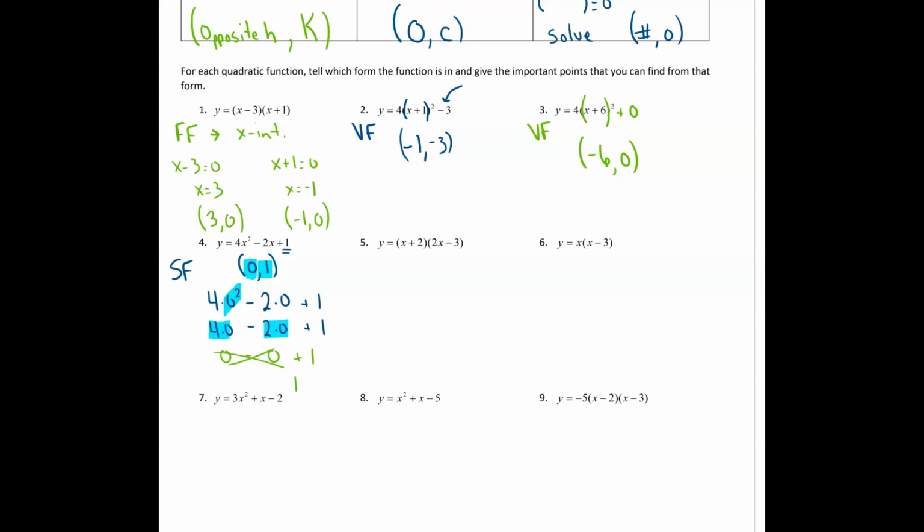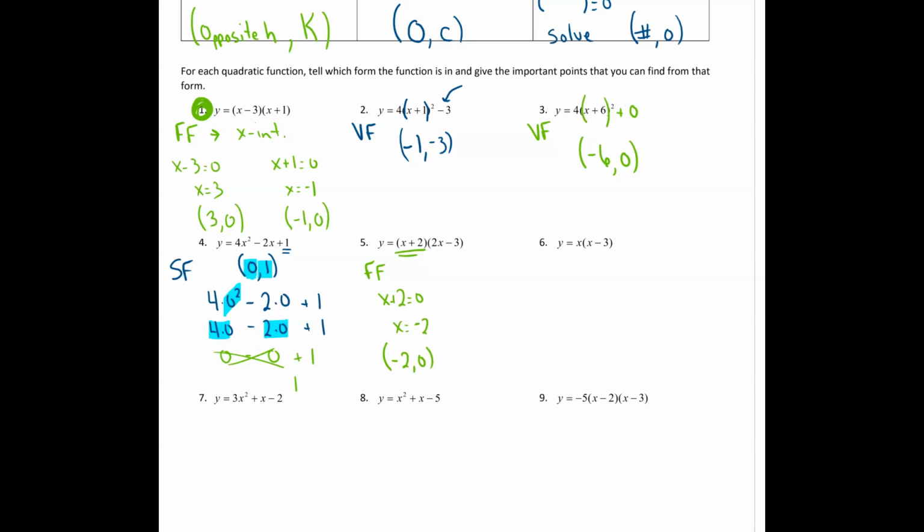All right, number 5, I see parentheses. They're not a parentheses squared, so this is factored form. And again, this one's a little different. If you notice, this x plus 2 matches what happened in problem number 1 up here. So I can just take that factor. I can set it equal to 0, subtract 2. I get -2, and I'm going to write it as an x-intercept, so -2, 0.